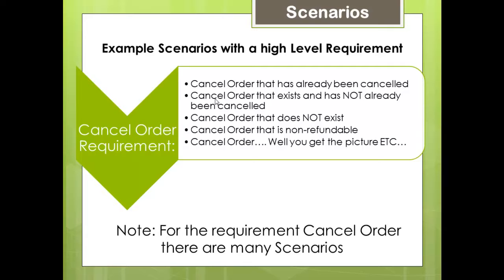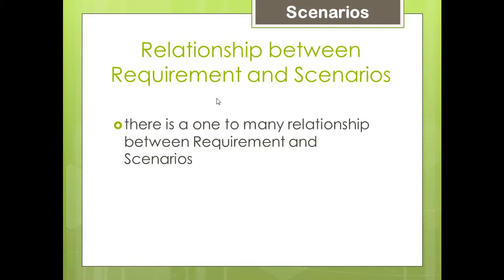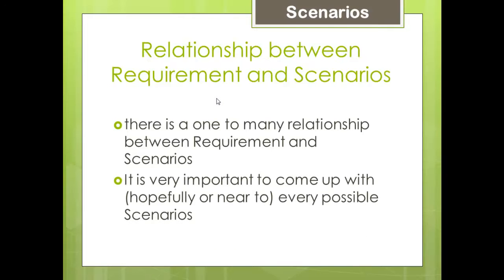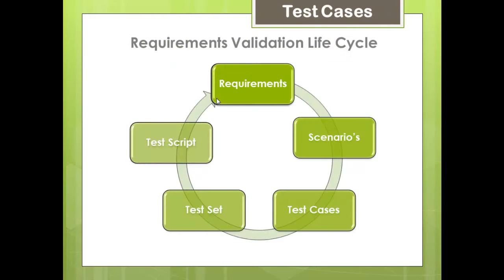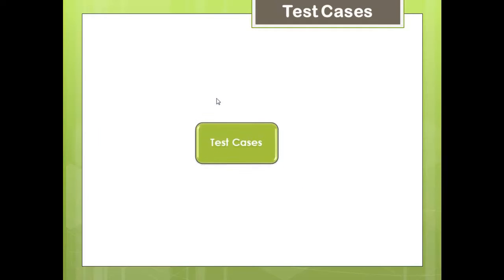Note for the requirement cancel order, we have many scenarios, so that one requirement will have multiple scenarios. So if we're going to look at the relationship between a requirement and scenario, we'll know that there's a one-to-many relationship between a requirement and scenario. Also, it's important to try to get every possible scenario for that requirement. It makes it easier to validate the requirement after the fact. Okay? So what we're going to do is take a look at test cases. Okay?